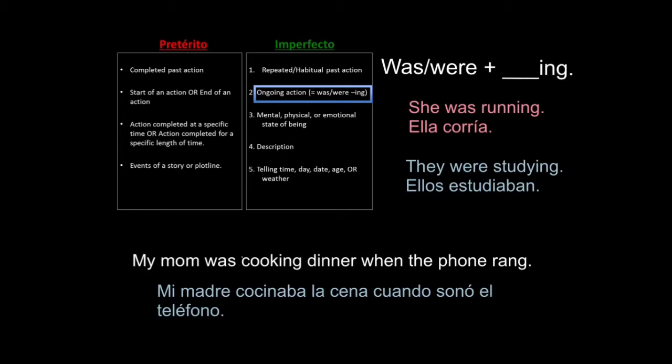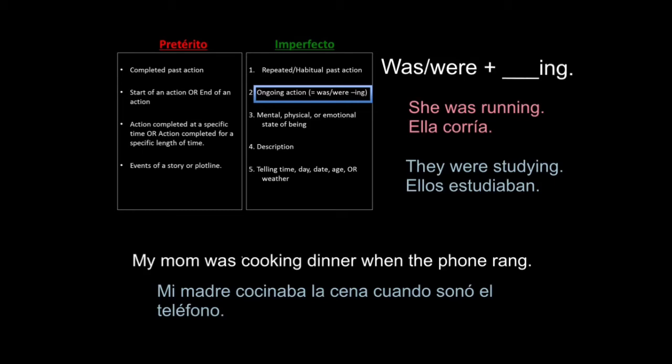It is important to note that ongoing actions in the imperfect tense can also appear in compound or complex sentences. A compound or complex sentence is one that is made up of two different clauses, such as a dependent and independent clause. They will often be connected by a conjunction such as the word when or cuando.